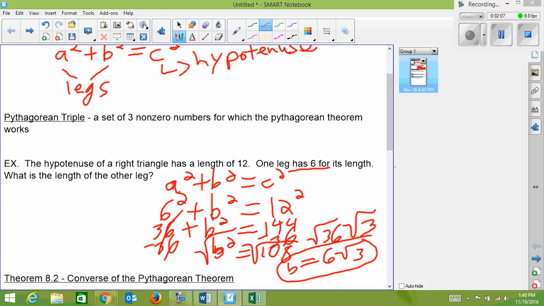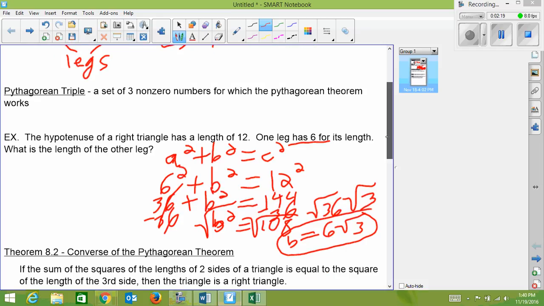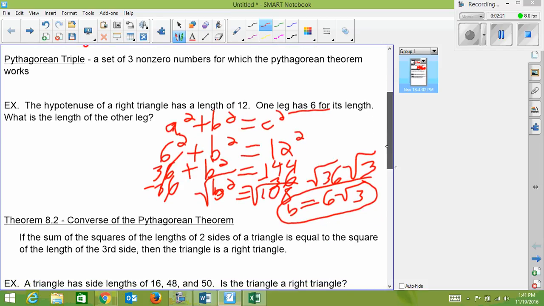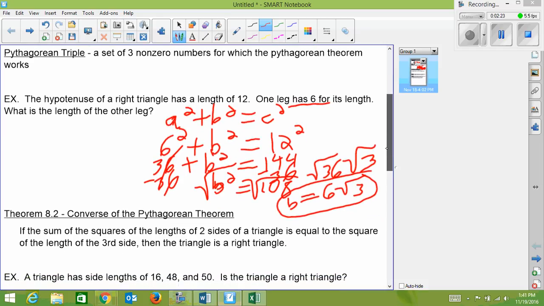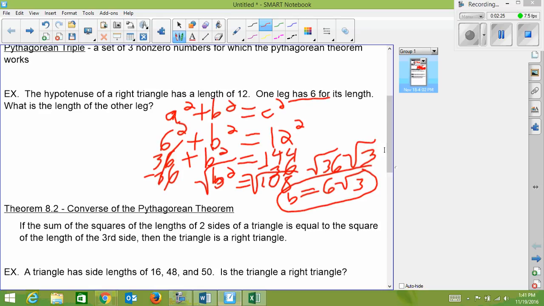Doesn't work out very nice. It is not considered a Pythagorean triple because a, b, and c have to be whole numbers for it to be called a Pythagorean triple. It's just because of that square root 3, it doesn't come out evenly. It's kind of a weird one.